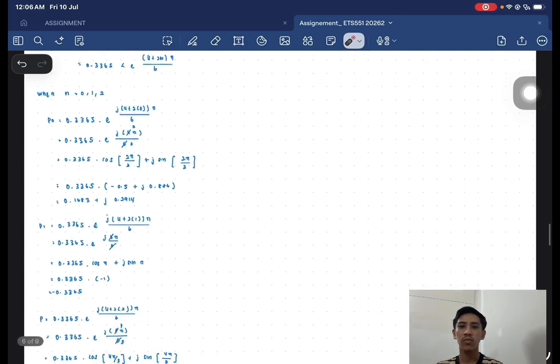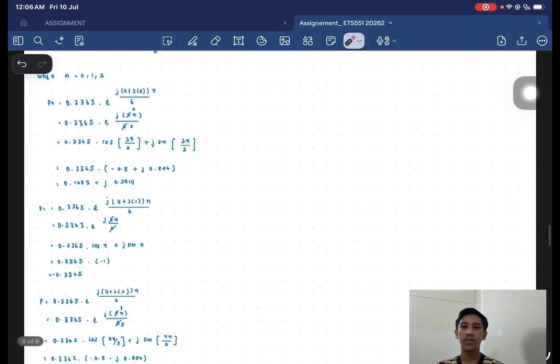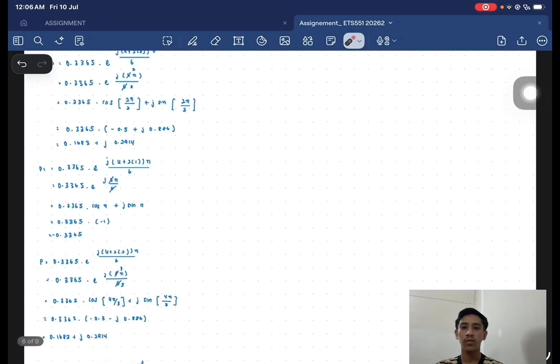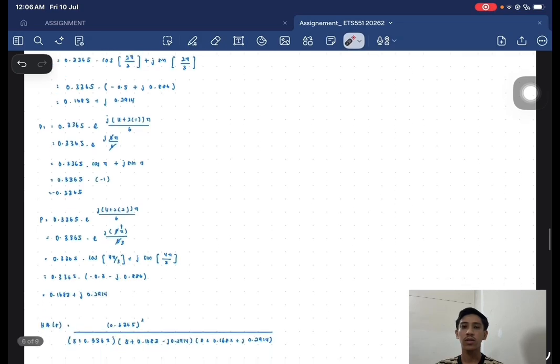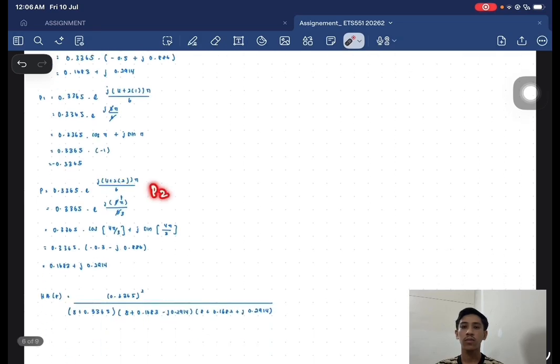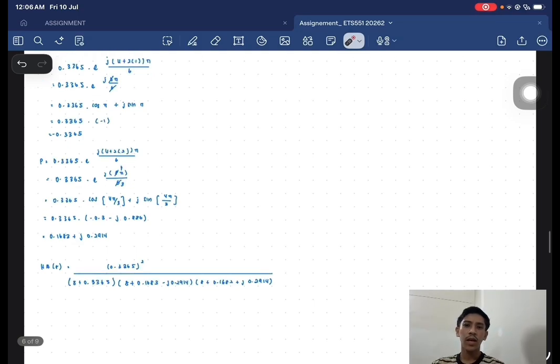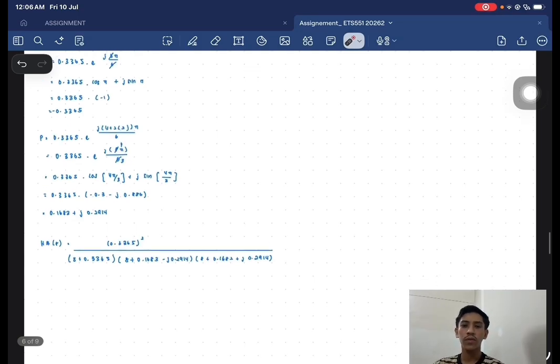The calculated poles: P0 is 0.1683 plus j 0.2914, and P1 is negative 0.3365, and P2 is 0.1683 plus j 0.2914. These poles are important because they determine the stability and frequency response of the filter.